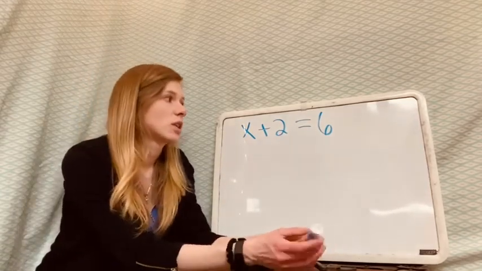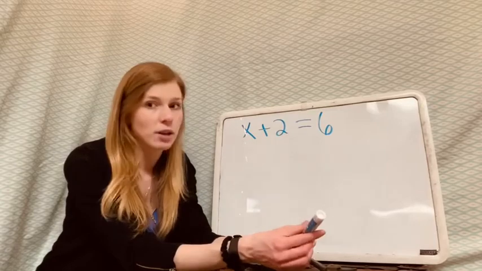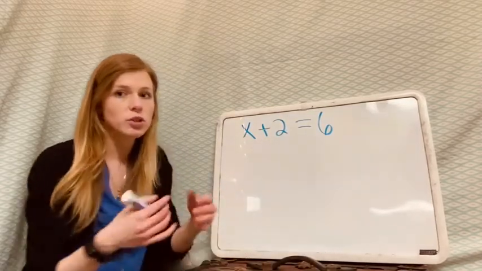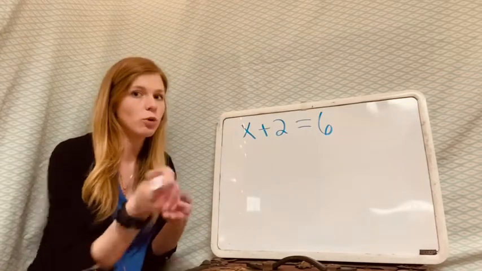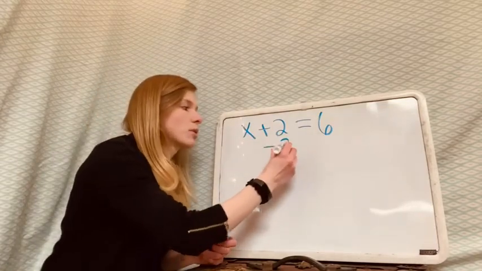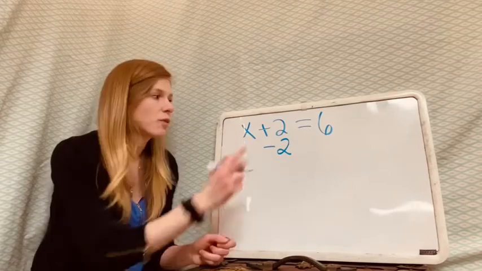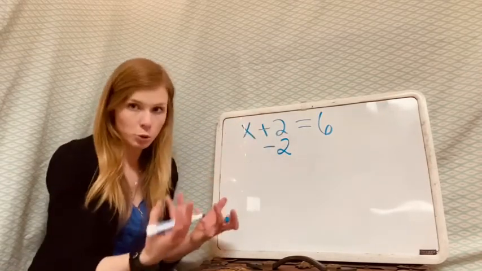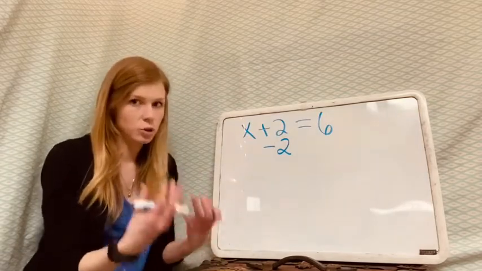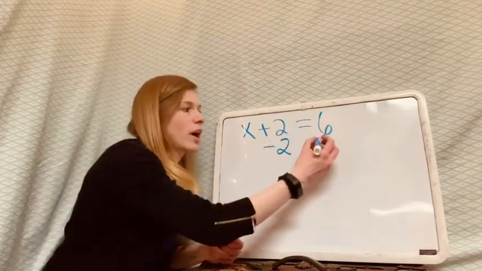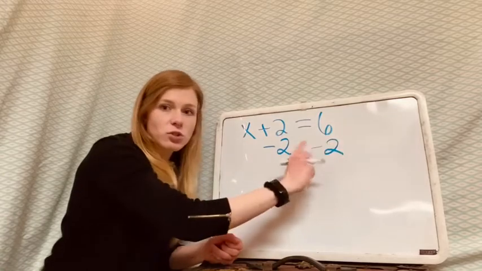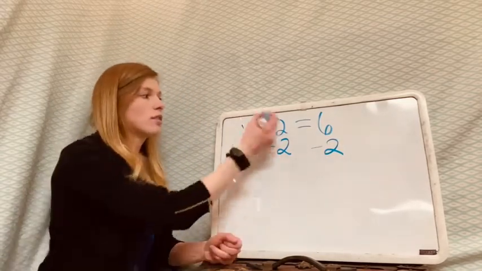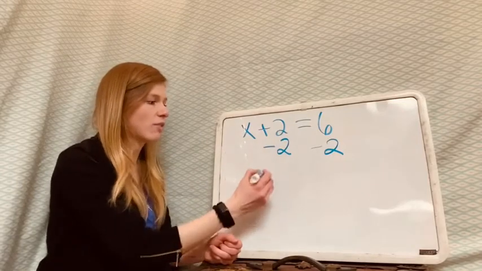Now the next thing we have to think about, how am I going to move that 2? Since this is a plus 2, I'm going to do the opposite operation and move it. I'm going to subtract 2. Same if it was x plus 2 or 2 plus x, I would still subtract it because it's a positive 2. So I'm going to subtract 2. What you do to one side, you have to do to the other side of the equal sign in order to keep the balance. So now on this side, I have my x.